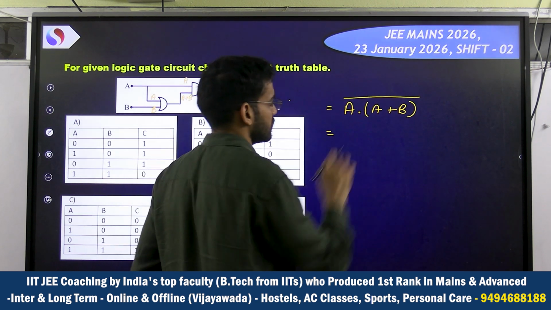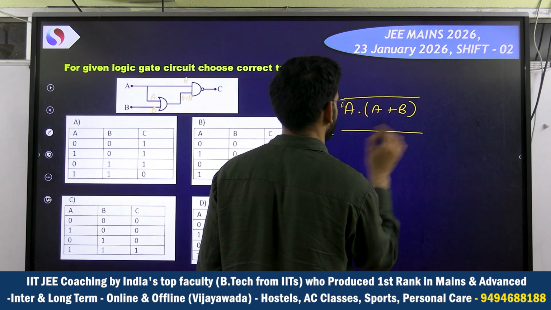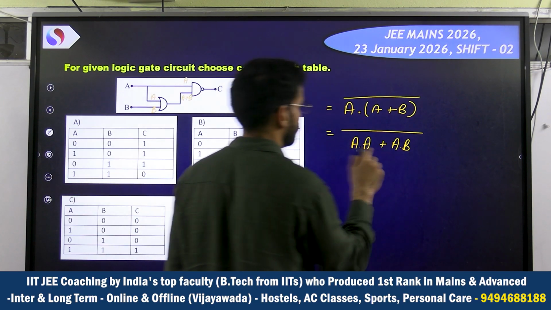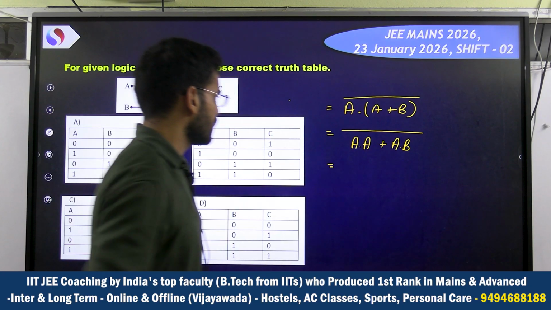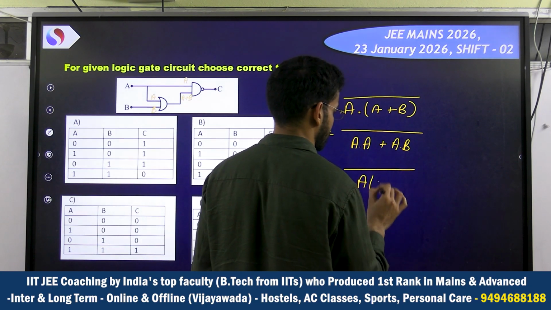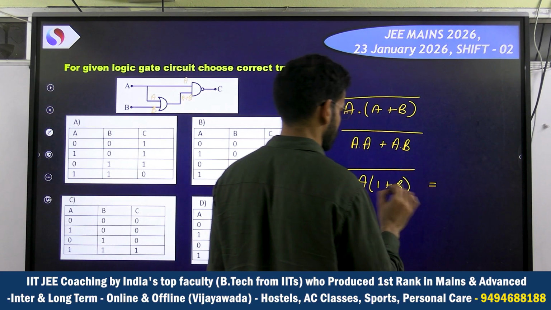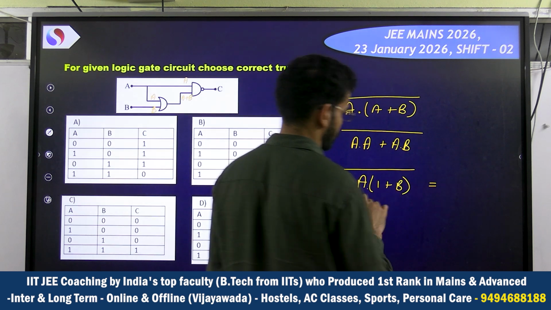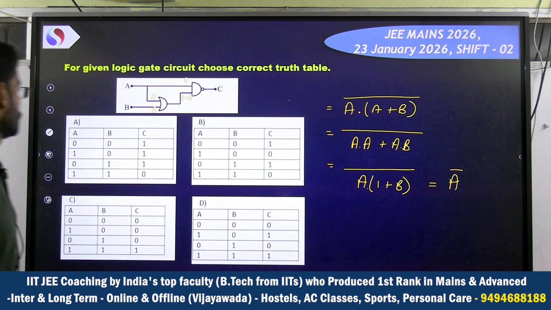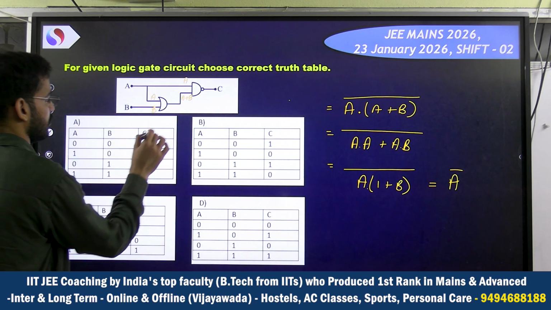If you simplify this, you can multiply inside first. Agree? Multiply this, so what will come? A dot A plus A dot B, right? A dot A is always A, and then A common, so you will have 1 plus B. 1 plus B is always 1, right? So you will have just A dot 1, and A dot 1 is A. So the final answer is A bar. So C will be nothing but A bar.